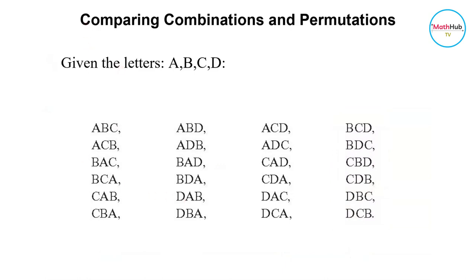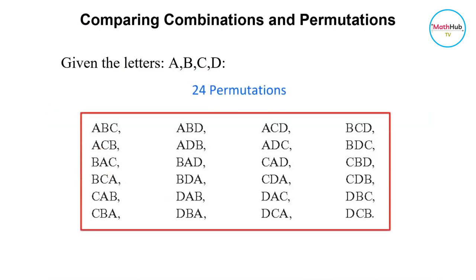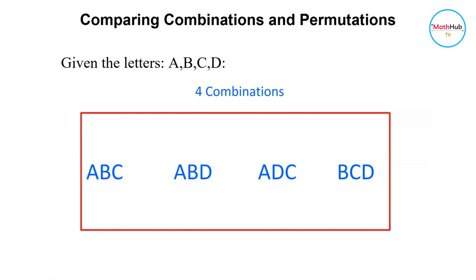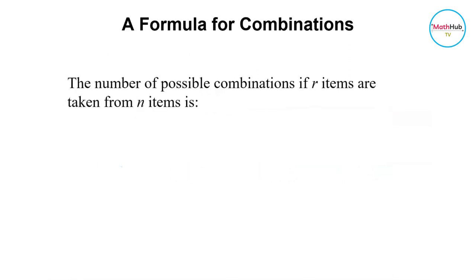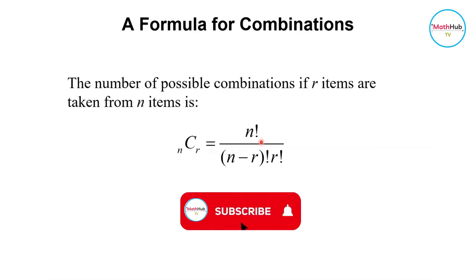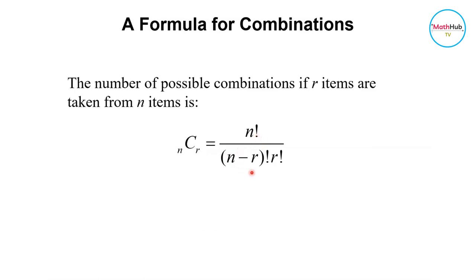Hence, we say that given the letters A, B, C, and D, this could result into 24 different permutations if we choose three letters at a time, while it would only give us four different combinations if we choose three letters at a time. To compute the number of possible combinations of r items that are taken from n items, we have this formula. For combination, we denote that by C. n taken r is equal to n factorial divided by (n minus r) factorial times r factorial.